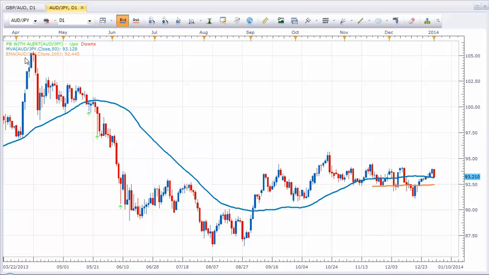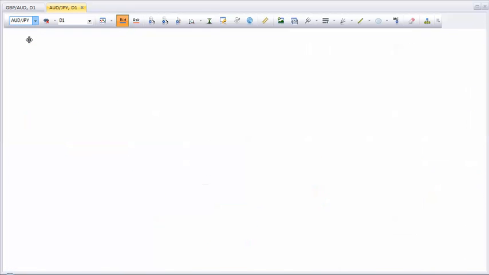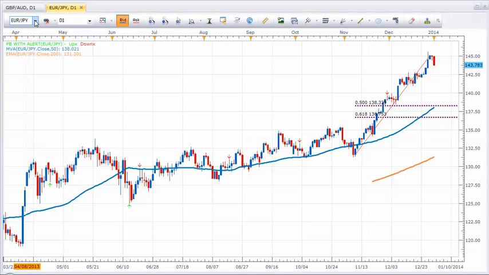Okay, Aussie Yen, this is something that I've been interested in. We see here a break. We don't have that similar pattern that we saw in Euro Yen. So just to show an example, here's Aussie Yen. Now, Euro Yen and Pound Yen looked more like that, right? Aussie Yen, this is too choppy for me.